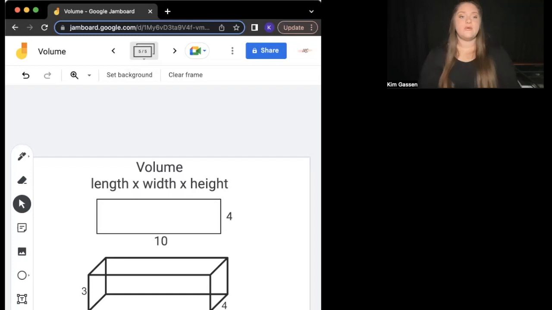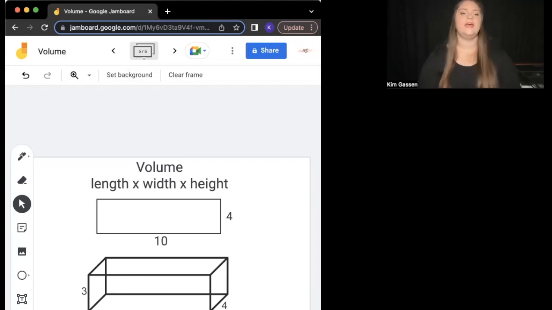So let's say we have a rectangle that is 10 feet by 4 feet, okay? So we know the perimeter is 10 plus 4, which is 14, plus 10, which is 24, plus 4, which is 28. So we know our perimeter. And then our area is length times width. So our area is 4 times 10, which is 40 feet squared.